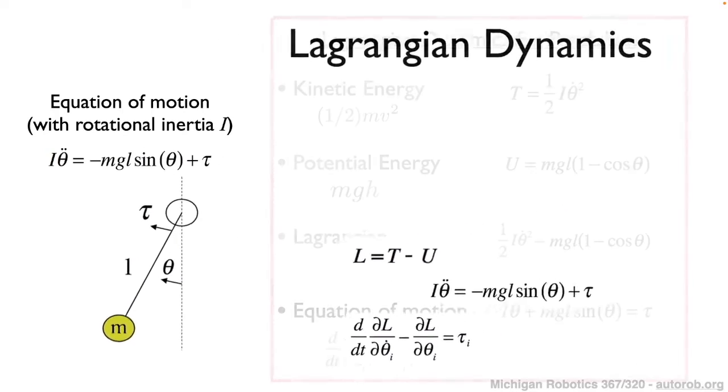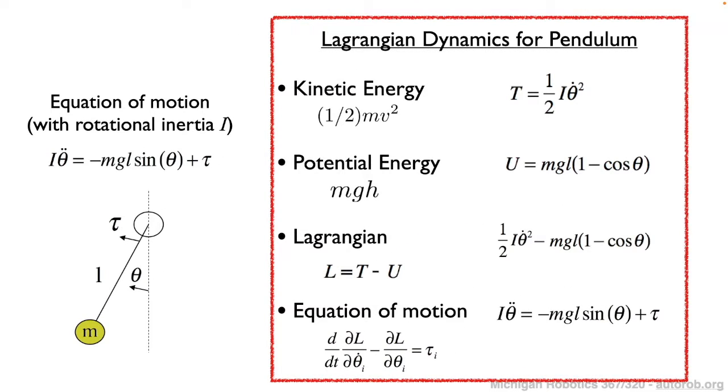Okay, now let's walk through how we can derive this equation of motion in this way. Since the Lagrangian was defined as the kinetic energy minus the potential energy, we first have to define what the kinetic energy and potential energy of this system are.